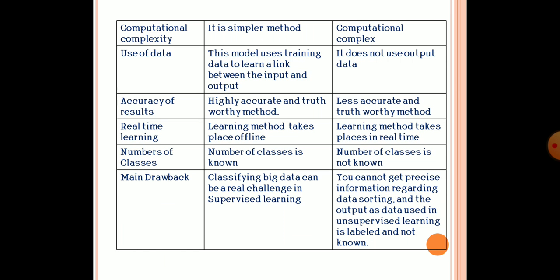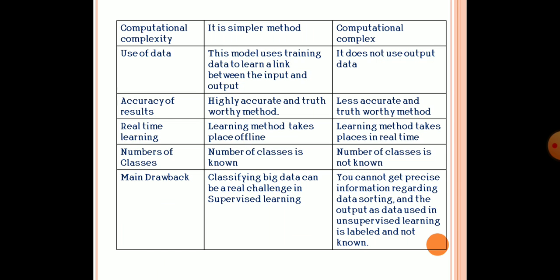Computational complexity. Supervised learning is a simpler method. Unsupervised learning is computationally complex. Use of data. The supervised model uses training data and learns the link between input and output. The unsupervised model does not use output data. Accuracy of results. Supervised is a highly accurate and trustworthy method. Unsupervised is a less accurate and trustworthy method. Real-time learning. Supervised learning takes place offline. Unsupervised learning takes place in real time. Number of classes. In supervised learning, the number of classes is known. In unsupervised learning, the number of classes is not known.